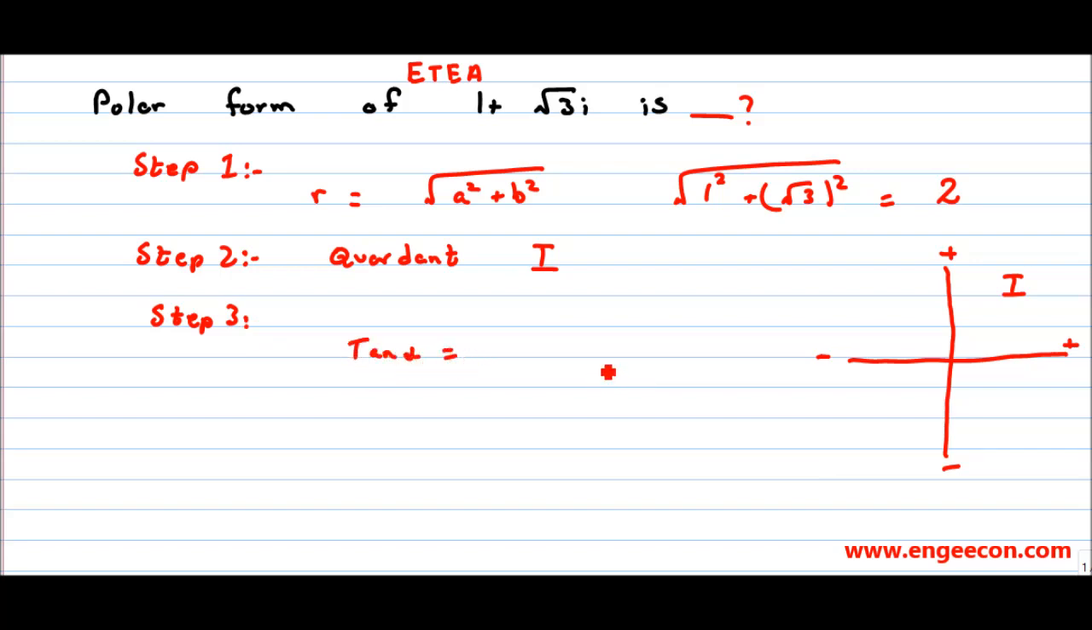Now step 3 is to find out the basic angle. The basic angle can be found as b divided by a, if a plus b iota is the rectangular form. So here we have root 3 divided by 1, so tangent inverse of root 3 is 60 degrees, which can be written as pi by 3.